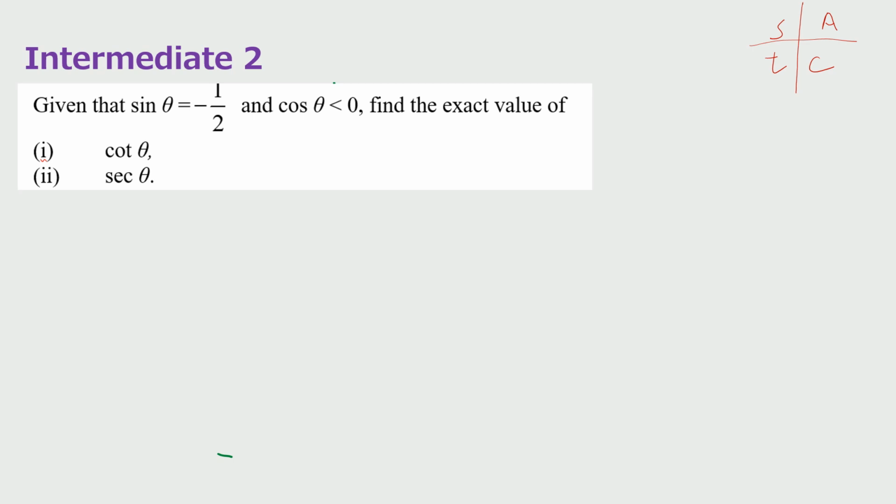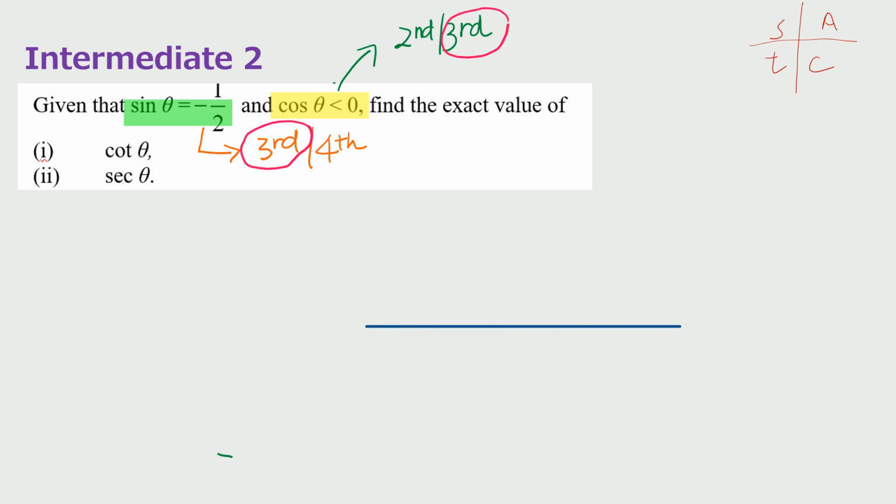So for cosine theta to be negative, the angle will have to come from the second or the third quadrant. And for sine theta to be negative, the angle has to come from the third or the fourth quadrant. Alright, so the intersection quadrant will be the third quadrant. So let's draw the diagram in the third quadrant.